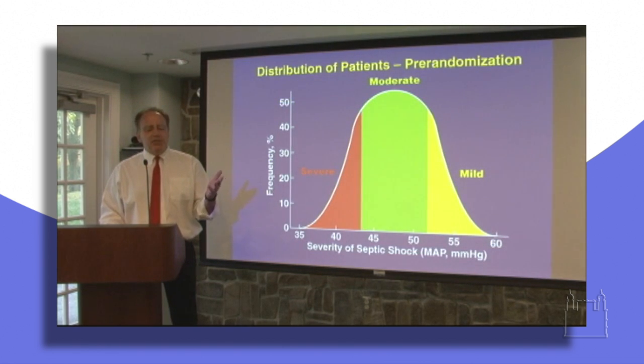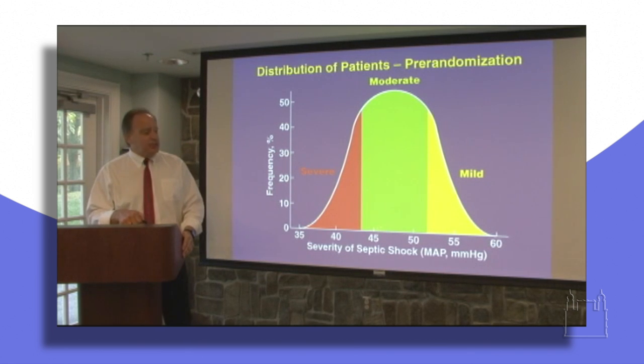This is our population that I made up with different levels of shock. There are some patients with moderate shock, 40 to 50. There are some people with severe shock, their blood pressures are 40. And some people with mild shock, their blood pressure is 55 to 60. And we're going to randomize patients from this normal distribution of patients to the two arms in our study.